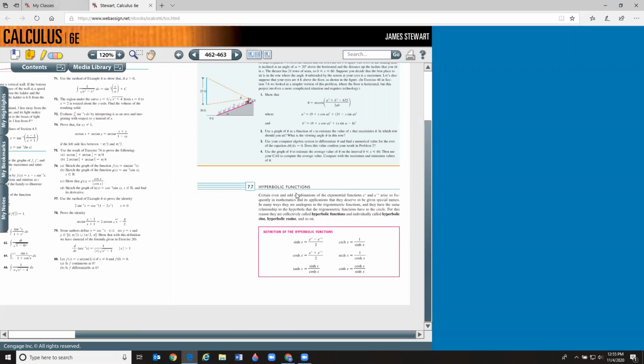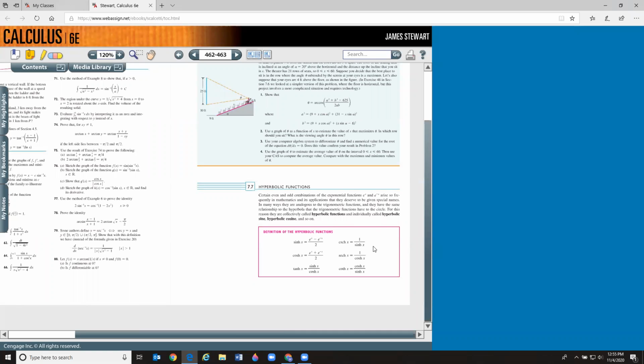Your original trig functions are related to or connected with a circle, in particular, the unit circle. And the hyperbolic trig functions, as the name would imply, are going to be attached to or connected more to a hyperbola than a circle.